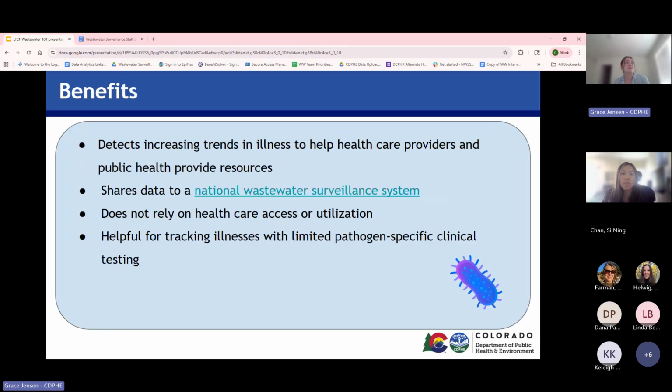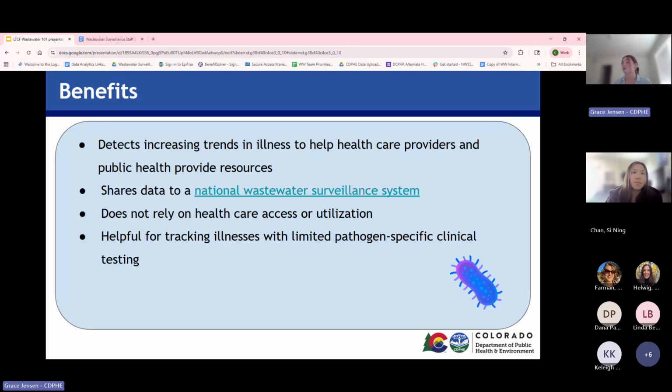Some other benefits is that it can help detect increasing trends of illness. And again, it can help healthcare providers and public health provide resources to those areas. We also share our data to our national dashboard. So not only you can look at what's going on in Colorado, but you can look at what's happening nationwide as far as those pathogens that are shared. And it doesn't rely on healthcare access, and it's really helpful for tracking illnesses with limited pathogen-specific clinical testing.